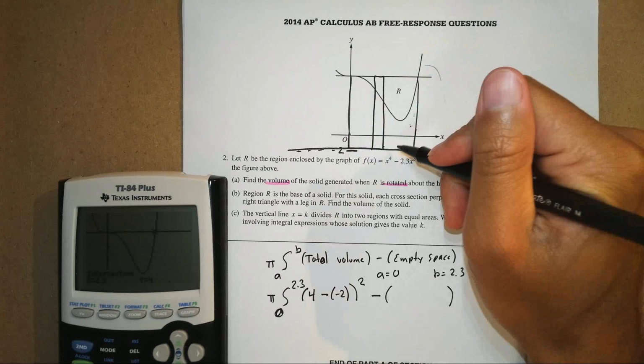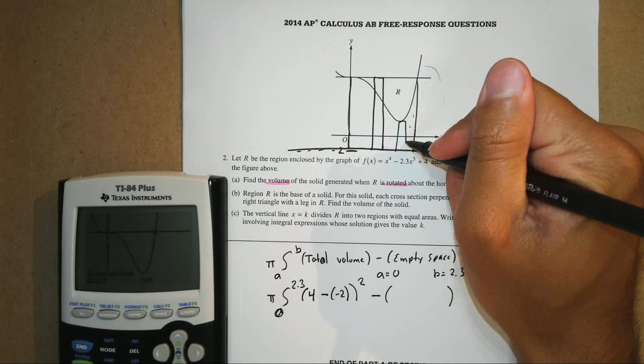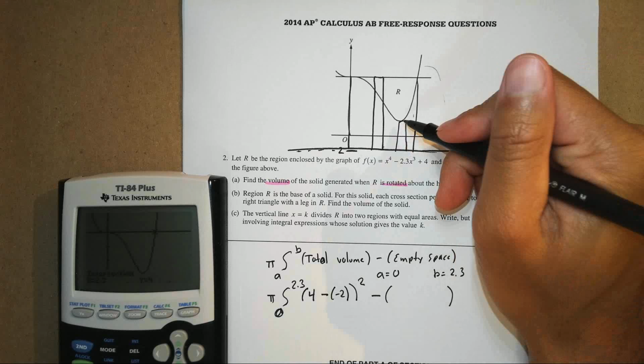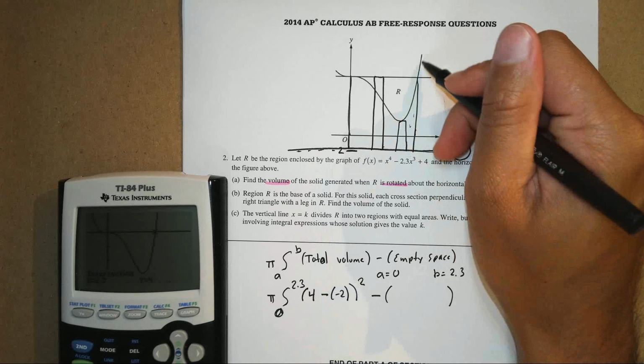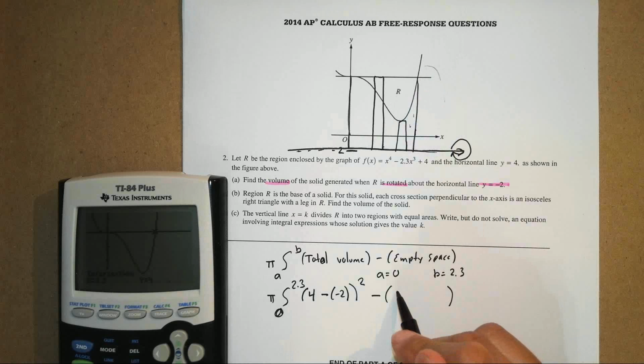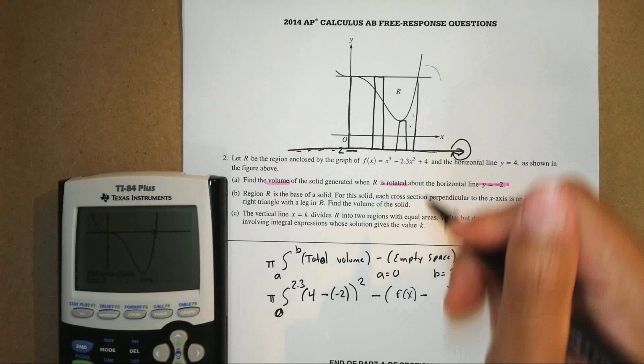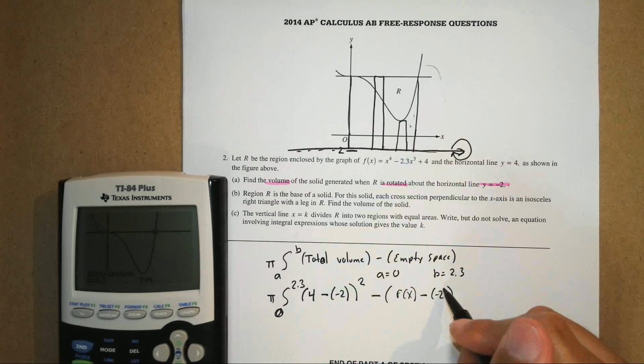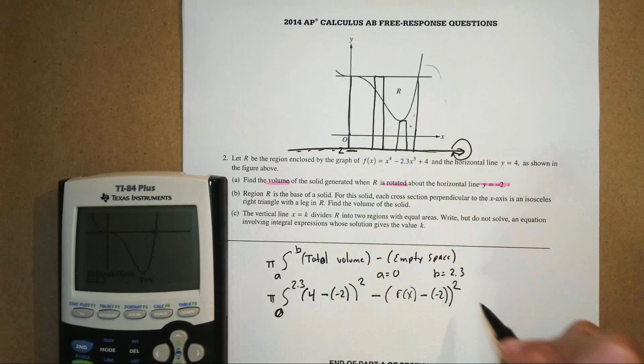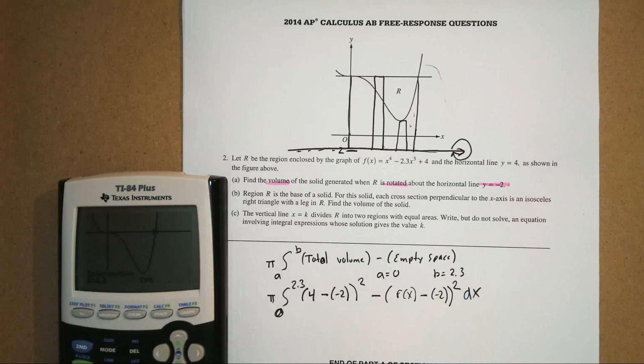So then I'm going to draw another rectangle. And then ask yourself, what is the top of that rectangle touching? And hopefully you agree that it's f of x minus, what is the bottom one touching? -2. And then at the end you've got to square it, dx. And that's how you figure out the volume. Then your next step is, well, just plug into your calculator.